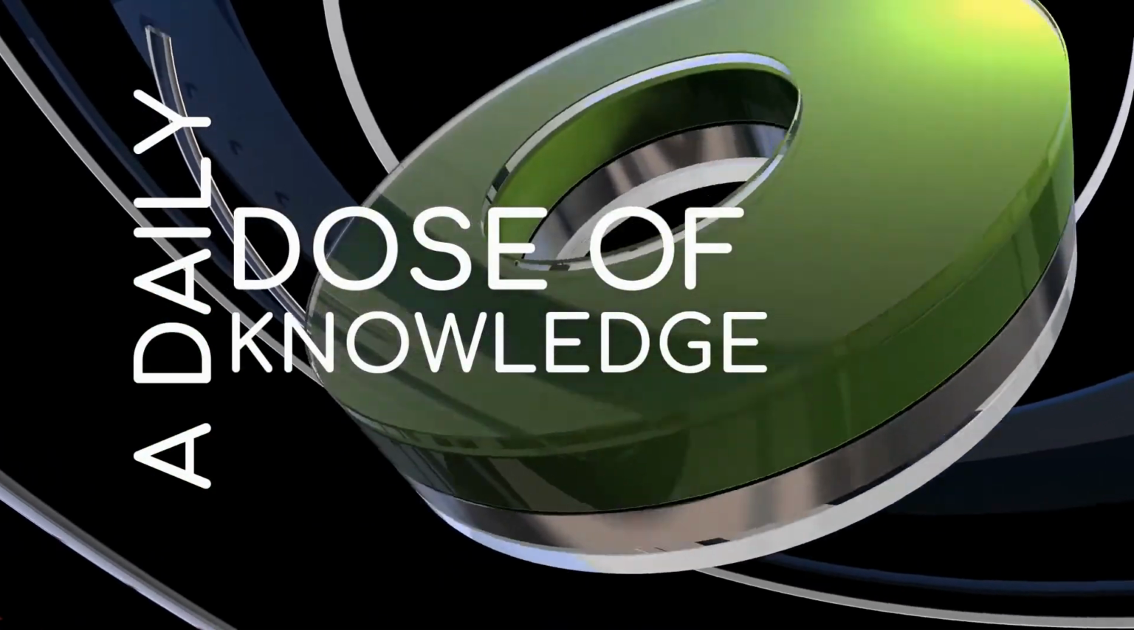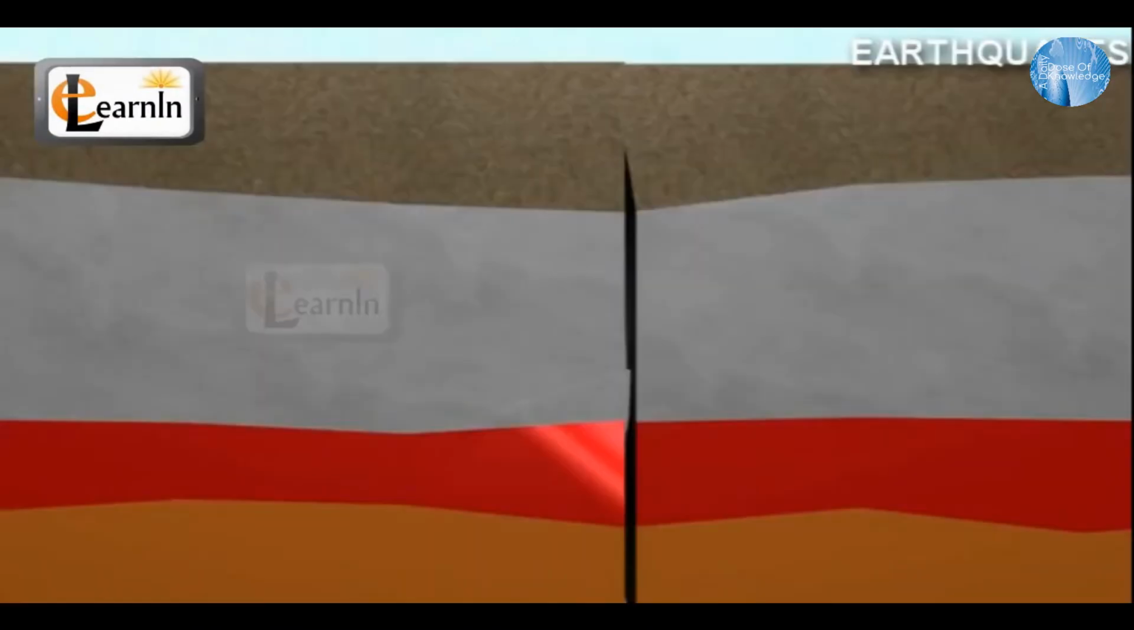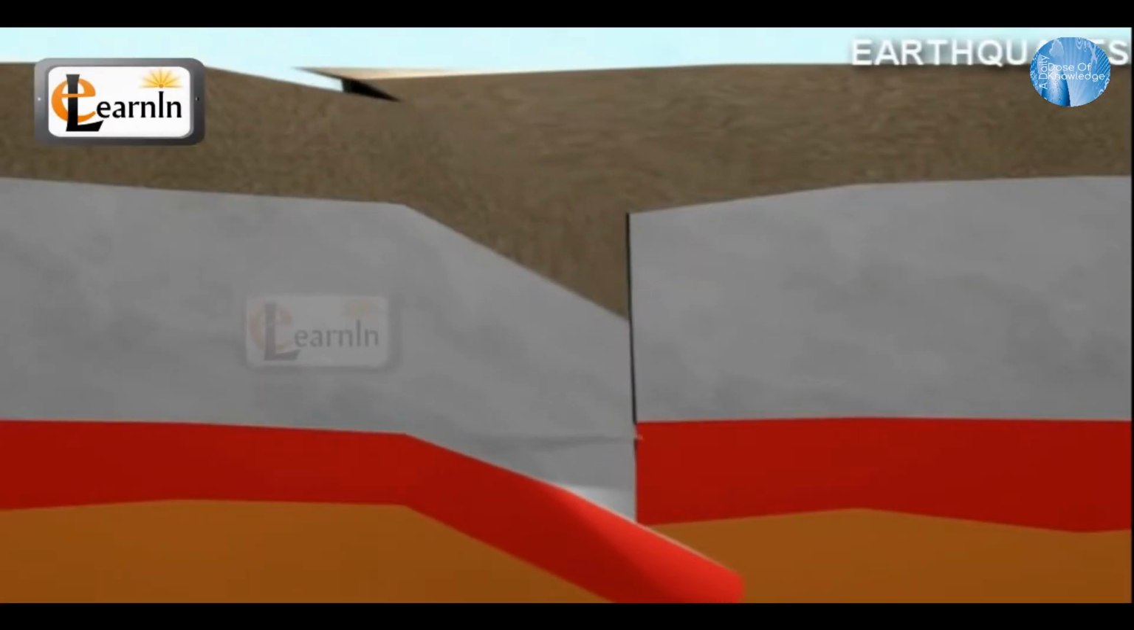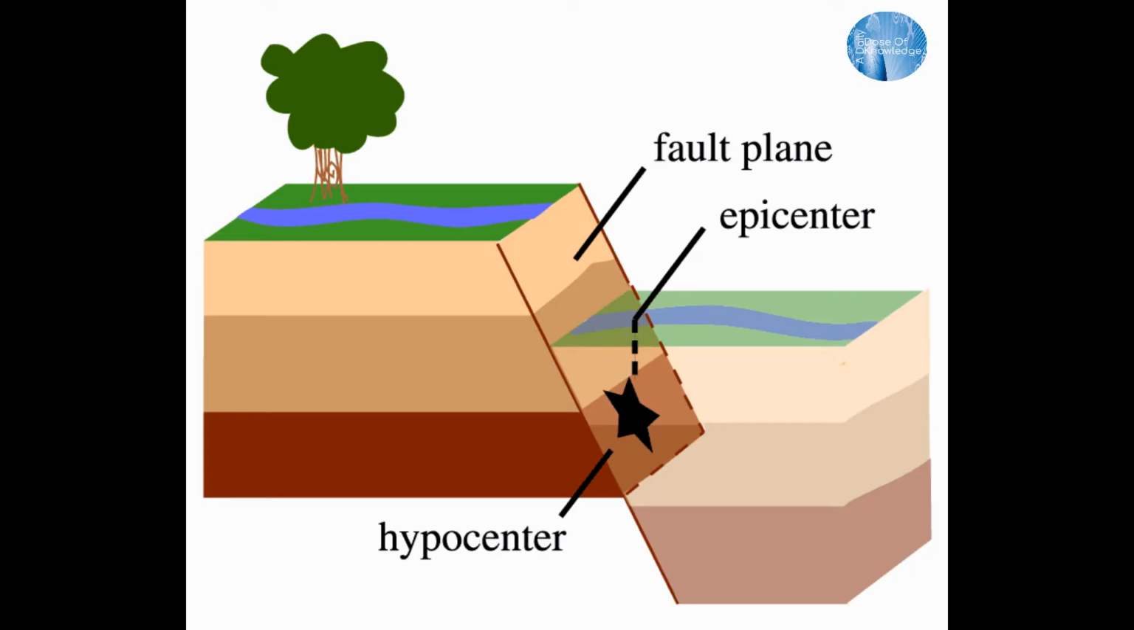Our topic for today is the 10 biggest earthquakes in recorded history. An earthquake is what happens when two blocks of the earth suddenly slip past one another. The surface where they slip is called the fault or fault plane.